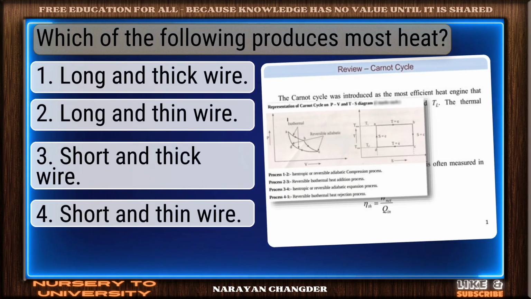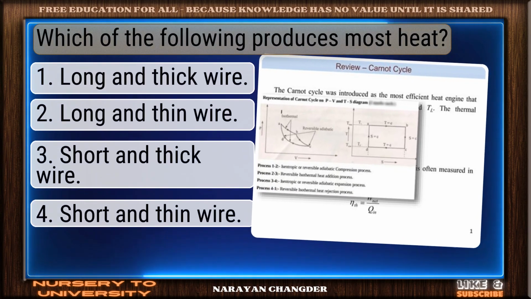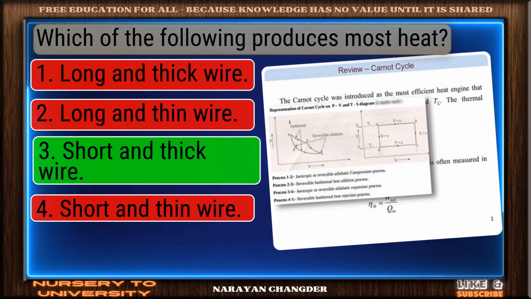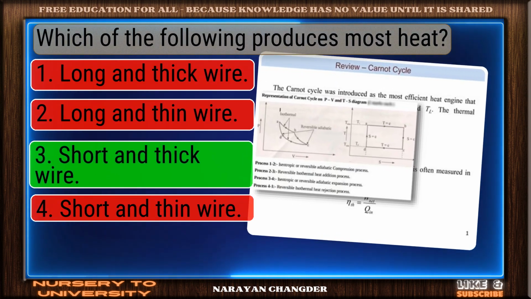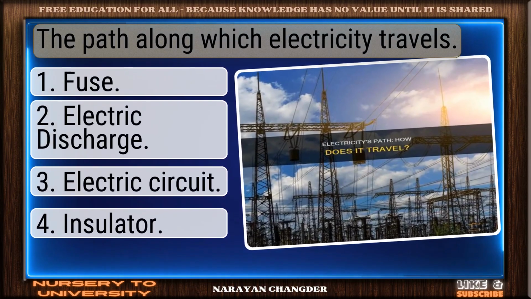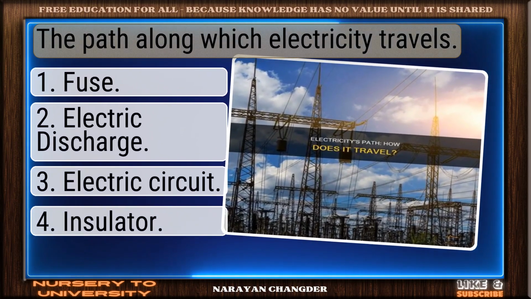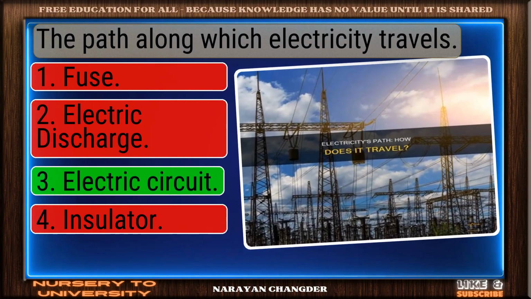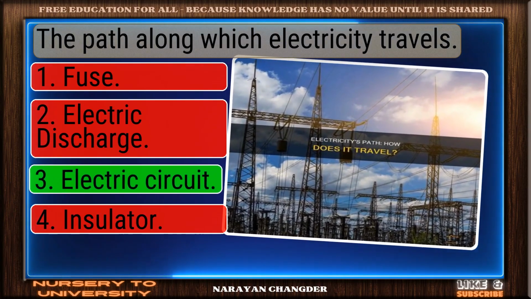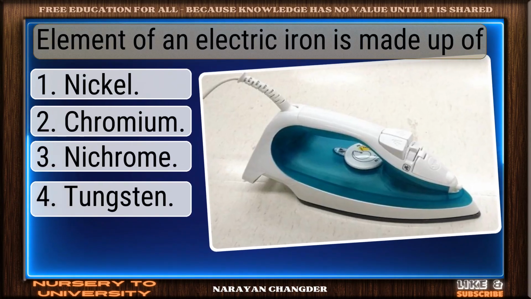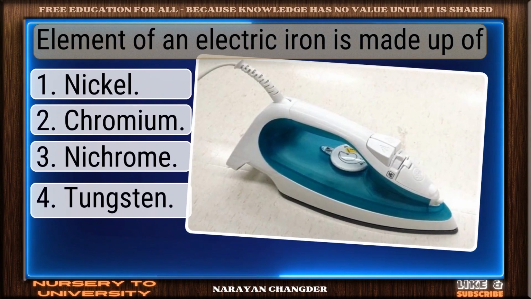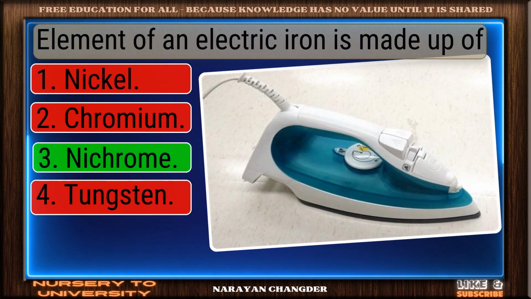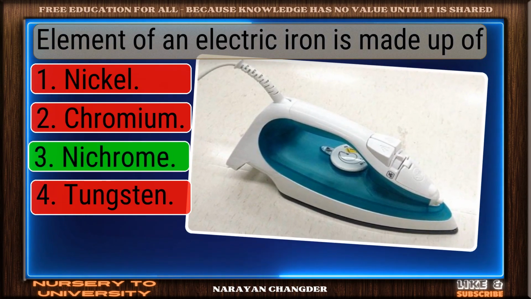Question number 126. Which of the following produces most heat? Strong choice. Short and thick wire is the right answer. Question number 127. The path along which electricity travels. Right again. Electric circuit is a valid answer. Question number 128. Element of an electric iron is made up of. Perfect. Nichrome is the correct choice.